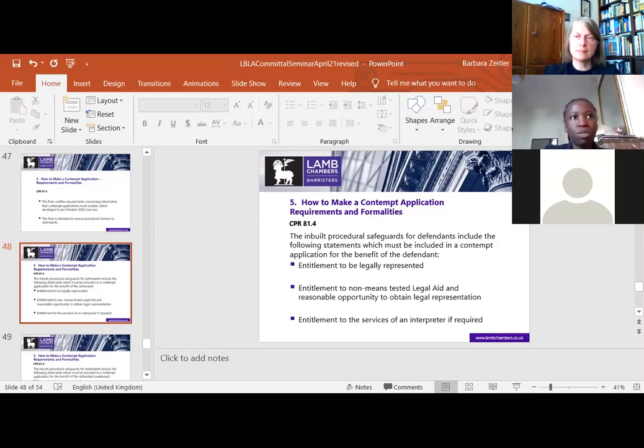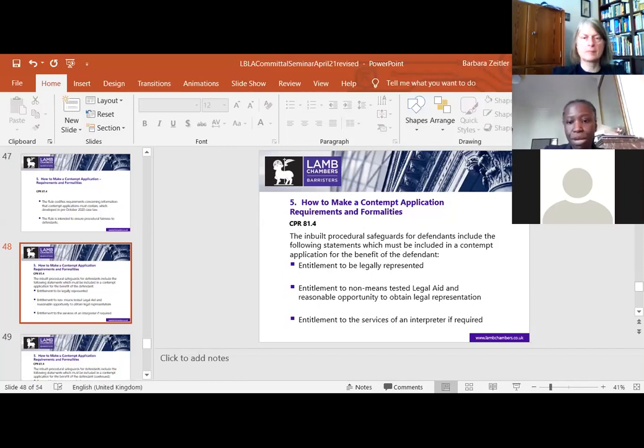Before, under the old rules, when making committal applications, a greater emphasis was placed on the judge to highlight these procedural safeguards and to make a distinct point of mentioning it to the defendant. However, the new CPR 81.4 has shifted the responsibility for this very much back onto the claimant rather than the judge. So, of particular note are the following statements that must be included in the contempt application for the benefit of the defendant pursuant to CPR 81.421 right through to 81.42N.